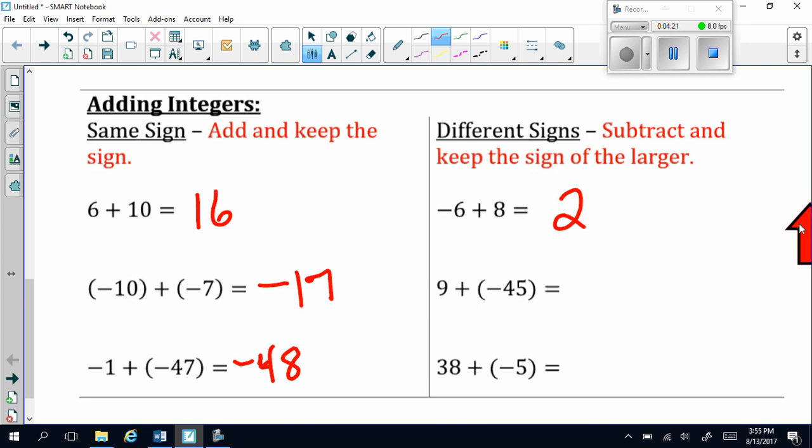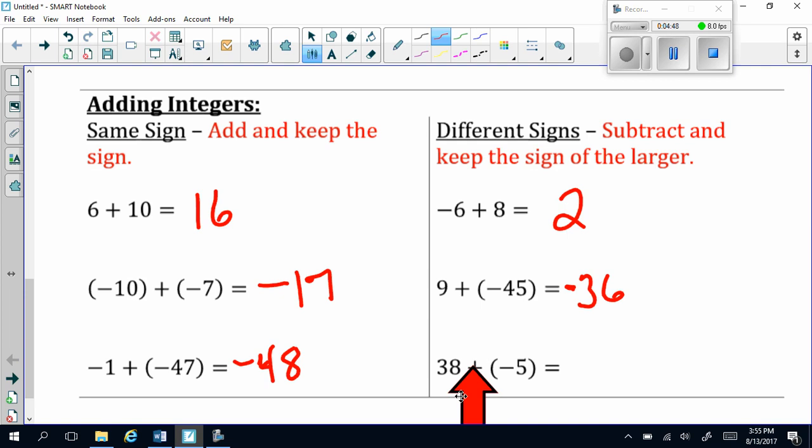Here I am adding, again, big addition sign right there, positive, negative. So I'm going to subtract. I'm going to do 45 minus 9, which is going to give me 36. And keep the sign of the larger. The 45 is larger and it's negative, so -36.